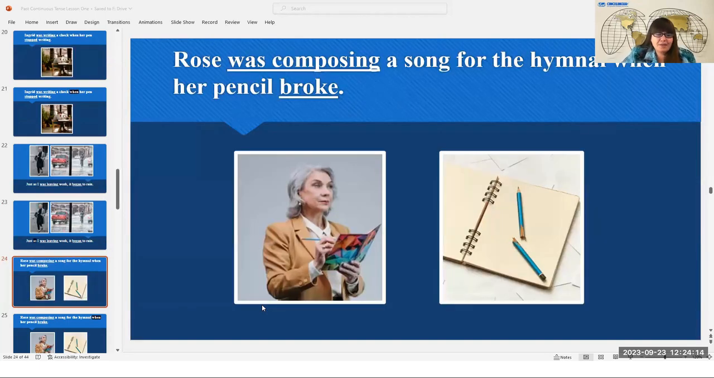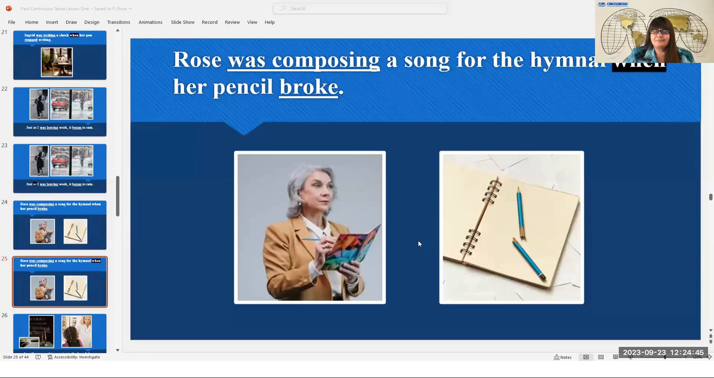Rose was composing a song for the hymnal when her pencil broke. Okay, so she's composing, she's writing a song, and a hymnal is a book of songs. Like in churches, they have a hymn book with lots of church music songs, a hymnal. She was composing a song for the hymnal when her pencil broke. When?